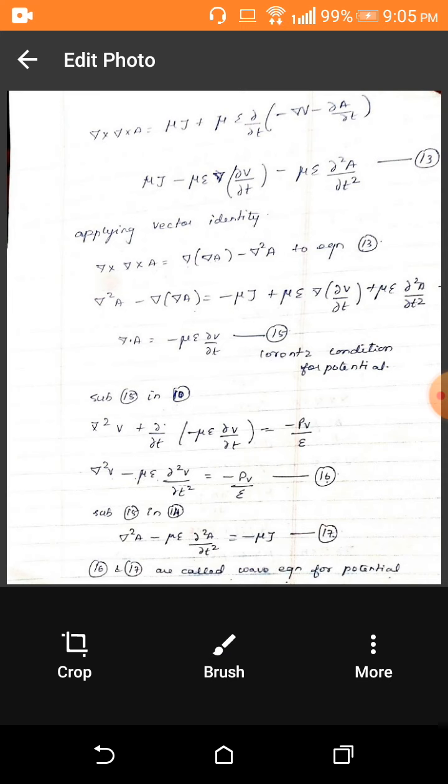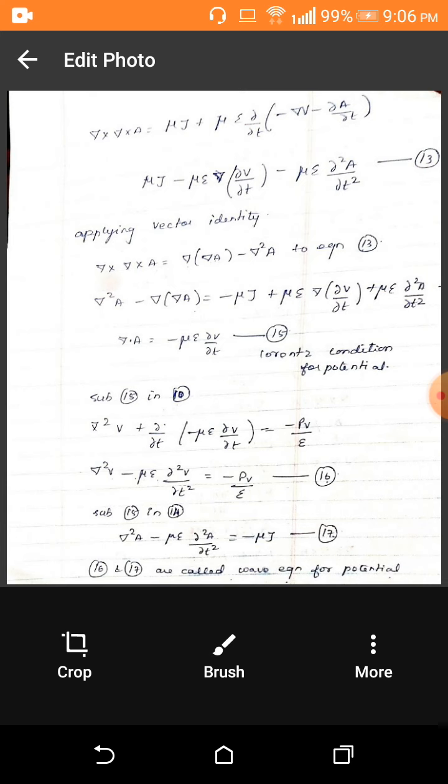Applying a vector identity to the left hand side of the expression, that is del cross del cross A, we get del of del dot A minus del square A. Therefore, substituting this in the previous expression, we get del square A minus del of del dot A is equal to minus mu J plus mu epsilon del dou V by dou t plus mu epsilon dou square A by dou t square. This will be your 14th equation. Next, the second term on the left hand side, del dot A, is equal to minus mu epsilon dou V by dou t, the Lorentz condition for potentials.